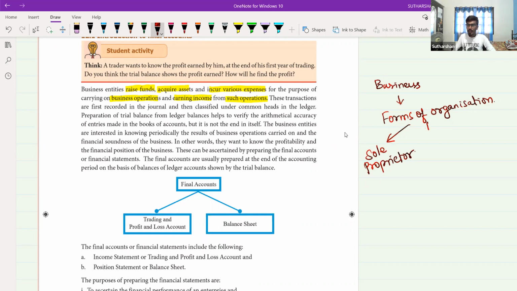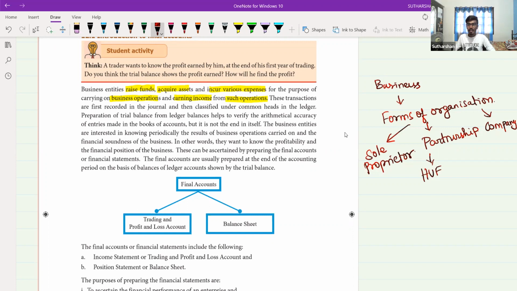Then I can either do it by way of partnership business. Two or more persons joining together to do a business is nothing but partnership. Then another way is the company form of organization, when a group of persons joins together to run a business under the name of the company and registered under the Companies Act 2013. And I can also do the business under the HUF, Hindu Undivided Family business. A family business will come under the category of Hindu Undivided Family.